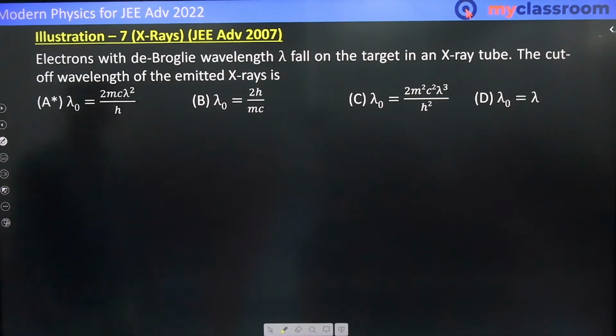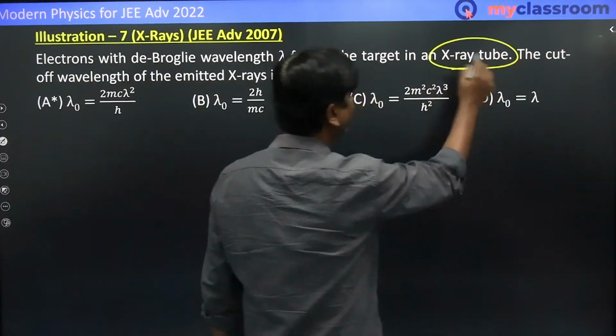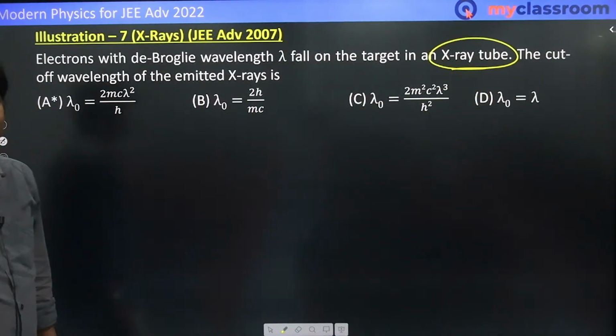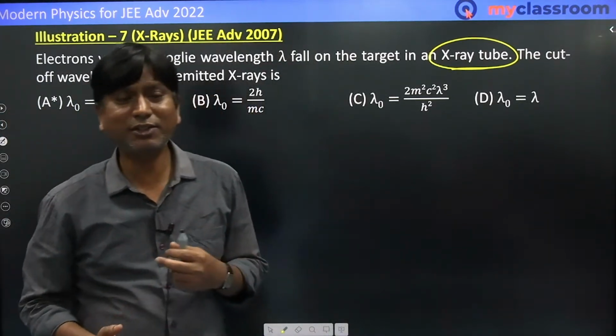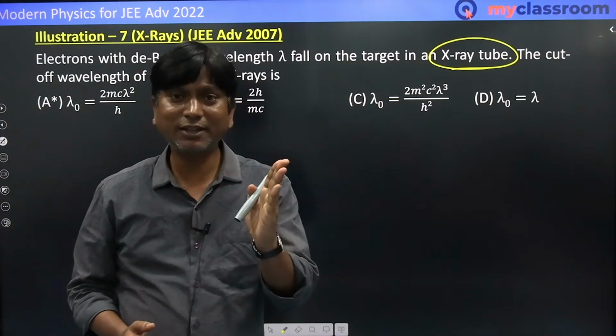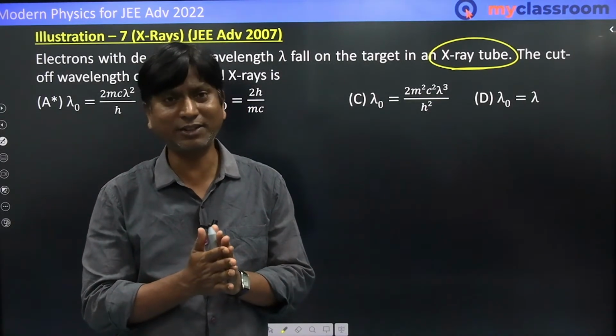Electrons with a de Broglie wavelength of lambda fall on the target in the X-ray tube. Now we are coming to the X-ray tube. In the X-ray tube, see what we will study in the X-rays. There are two types of X-rays: one is continuous X-rays and the other one is characteristic X-rays.